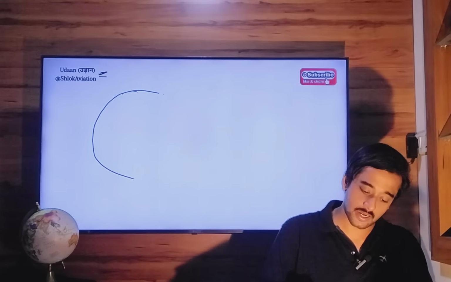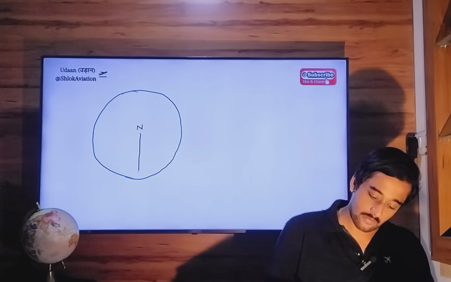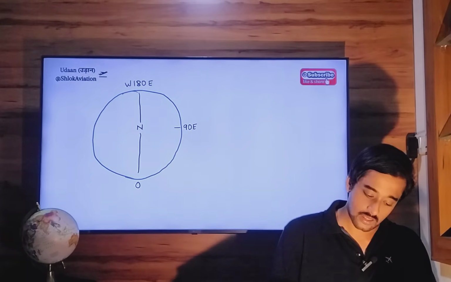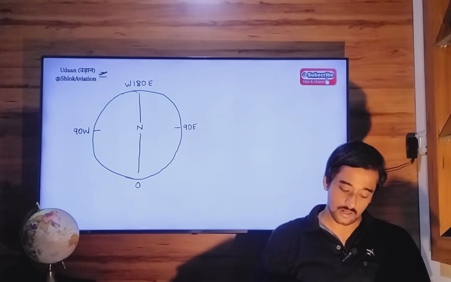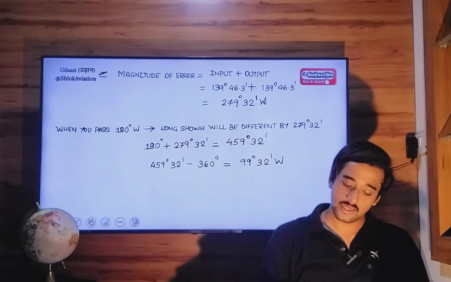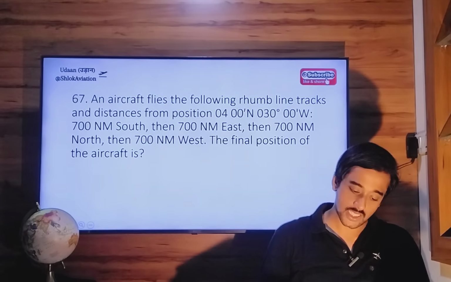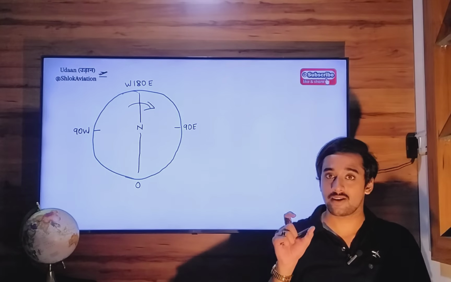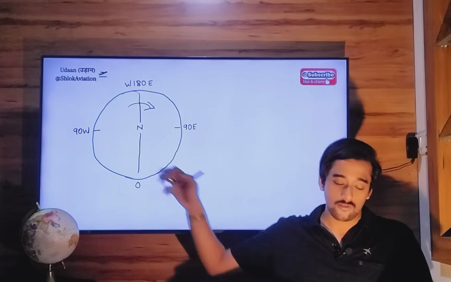So I'm going to draw this. This is your longitude diagram. North Pole, prime meridian, 180 east and west meridian, 90 east, 90 west. Okay, so when you're flying this 180 degree west longitude, what is the error? Error is equal to 279 degree 32 minutes westerly. Now westerly directions are clockwise.